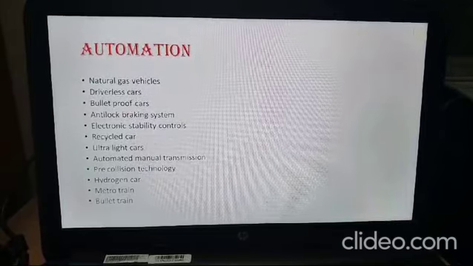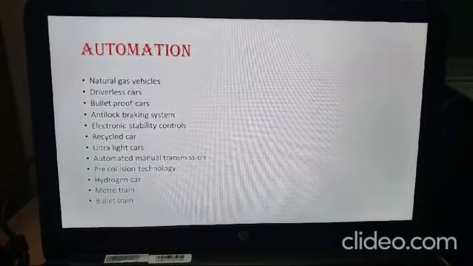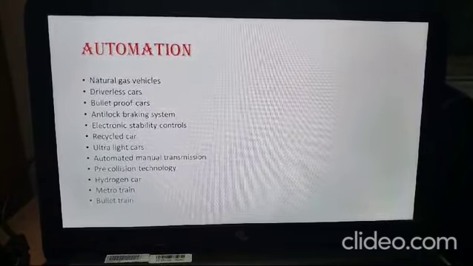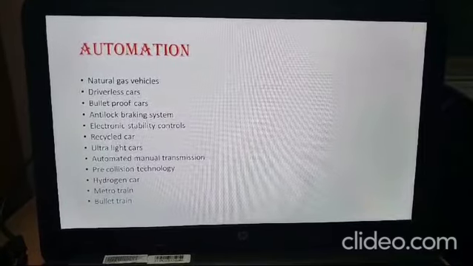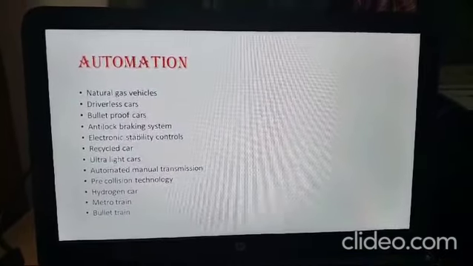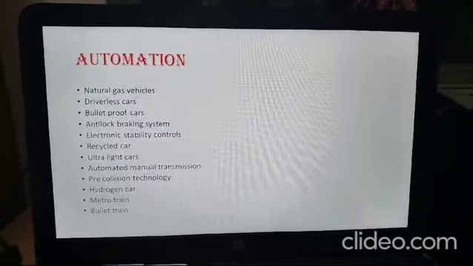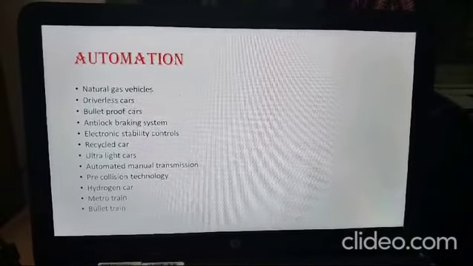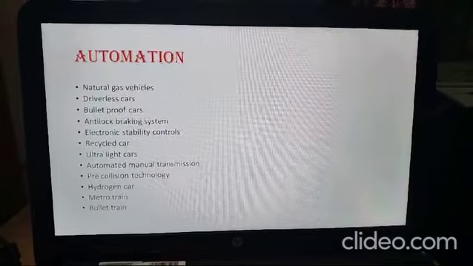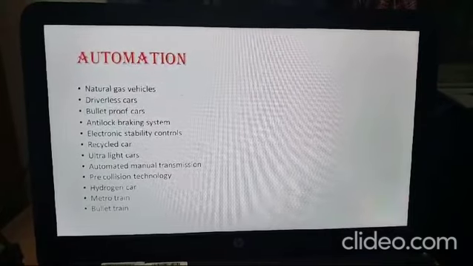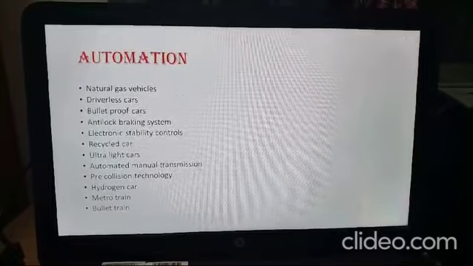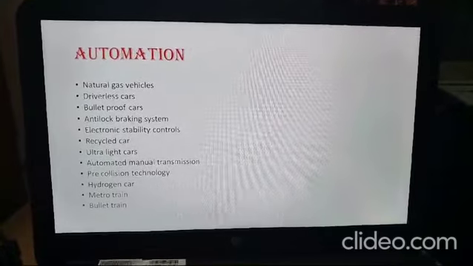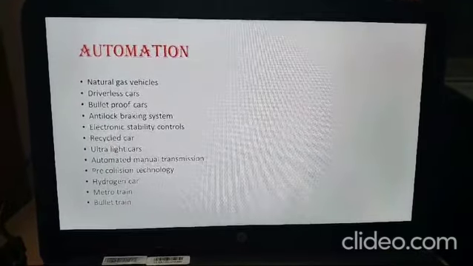So finally, recently mechanical engineering is mainly used for automation. Automation means without any human application, automatically the process will be carried out. So nowadays many driverless cars, bulletproof cars, anti-lock braking system, recycled car, hydrogen car, metro train, bullet train, all these things are examples of recent applications in mechanical engineering.